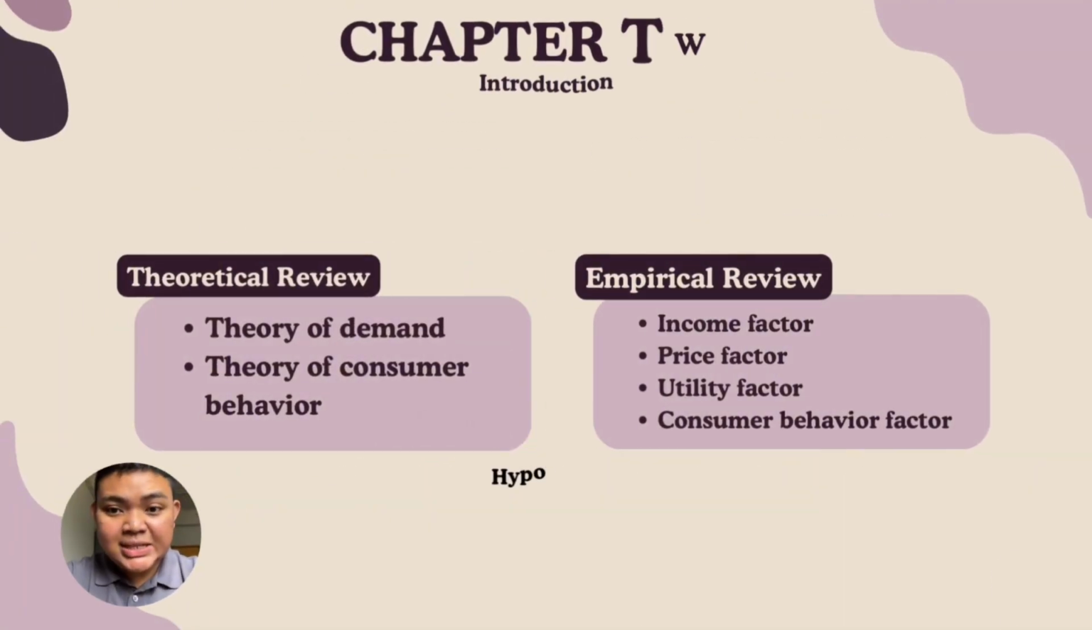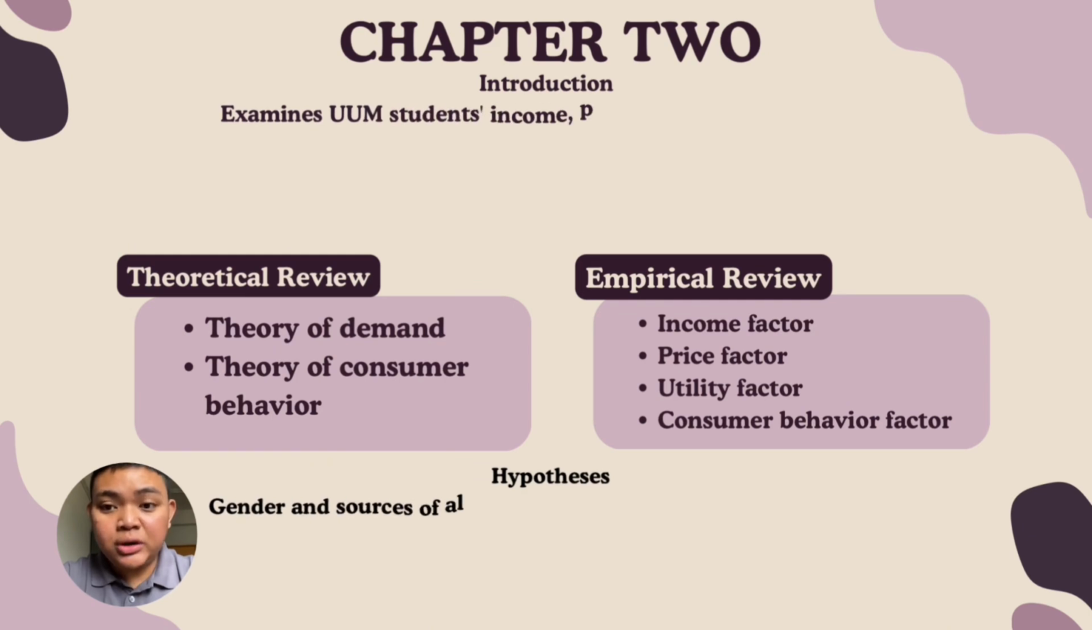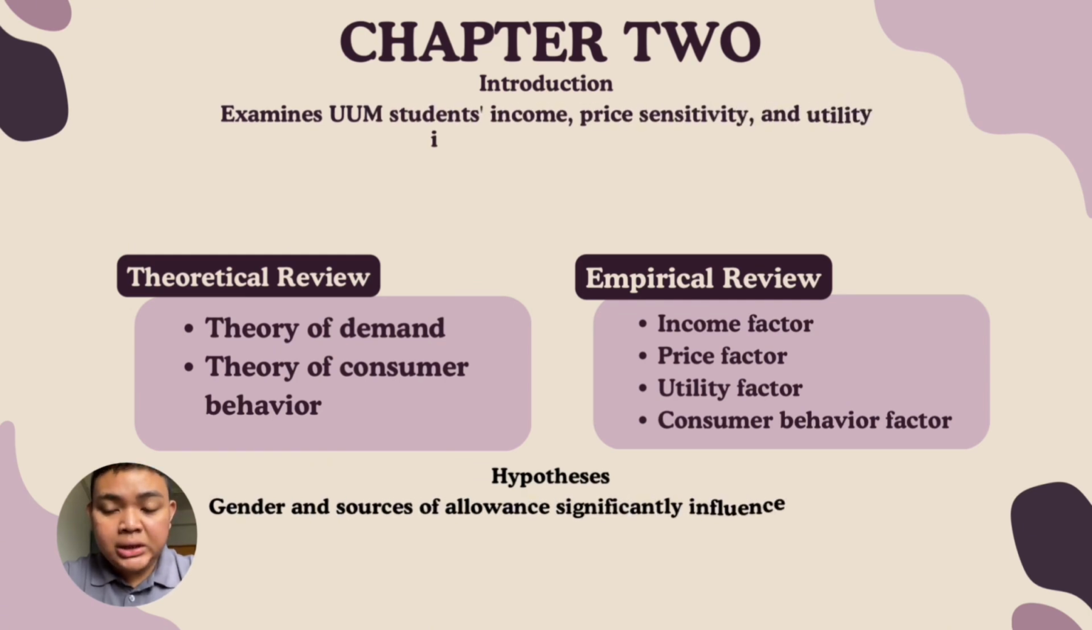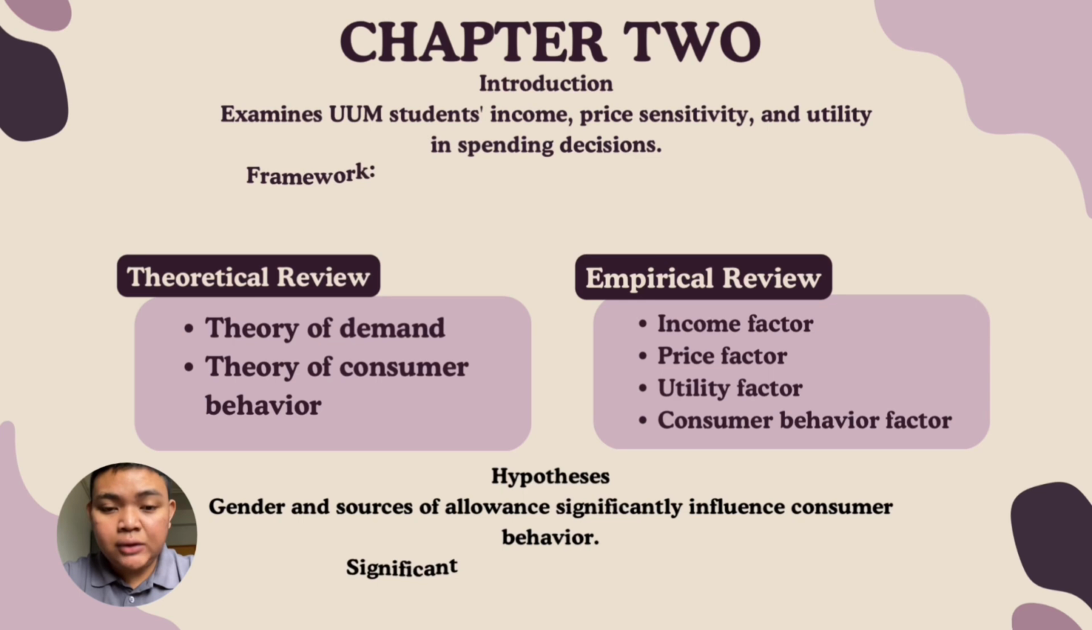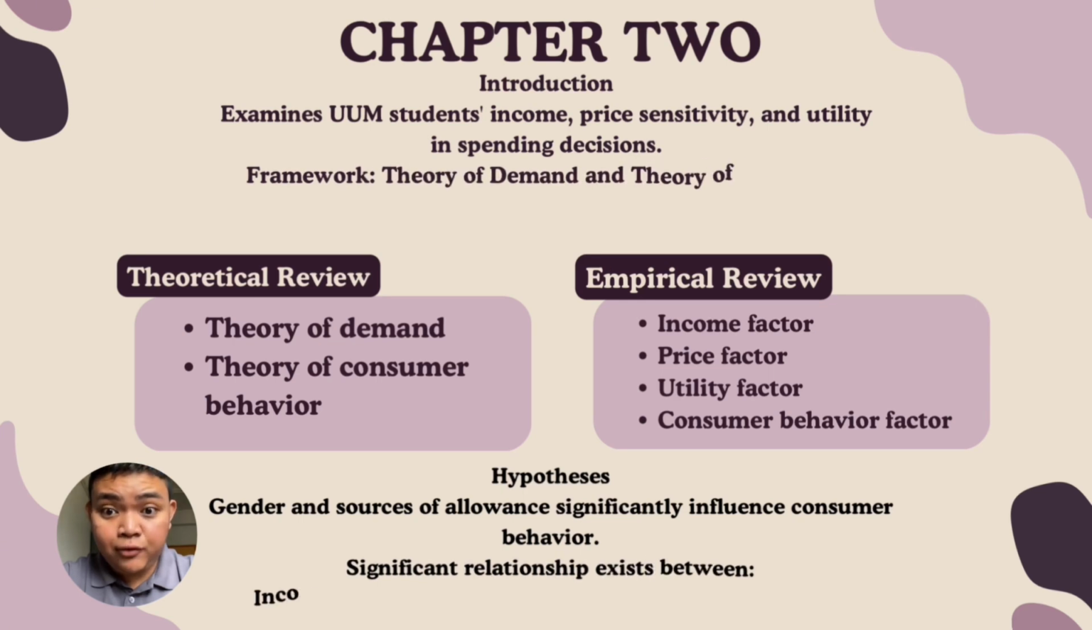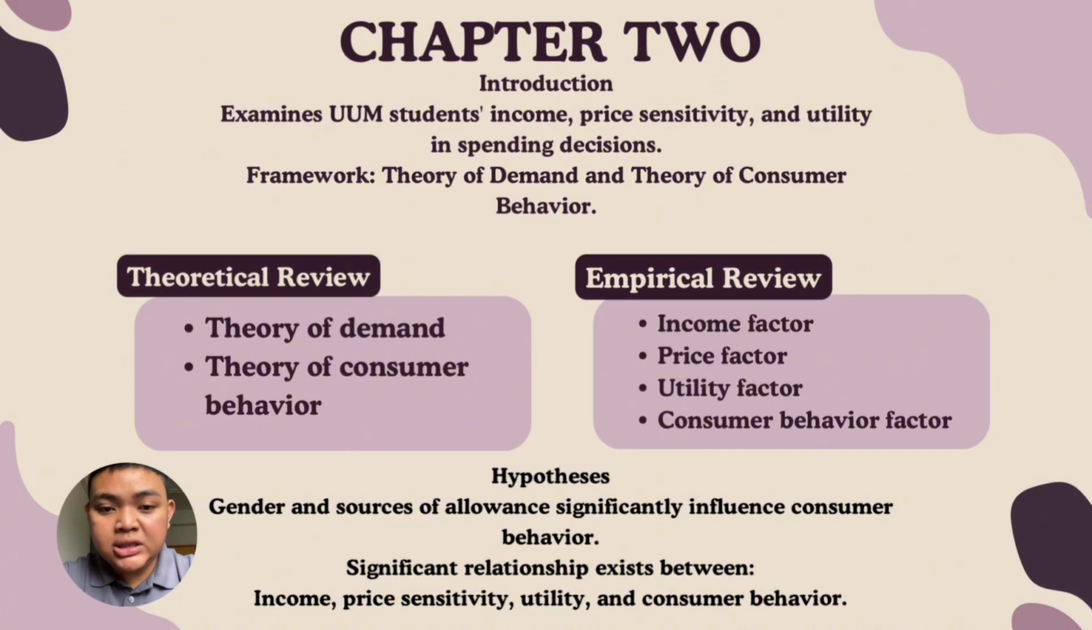Now, I'll be presenting Chapter 2, which focuses on the literature review. This chapter highlights the theories and factors influencing UUM student financial behavior. This chapter examines how UUM students make spending decisions based on their income, price sensitivity, and utility. It's guided by the theory of demand and the theory of consumer behavior.